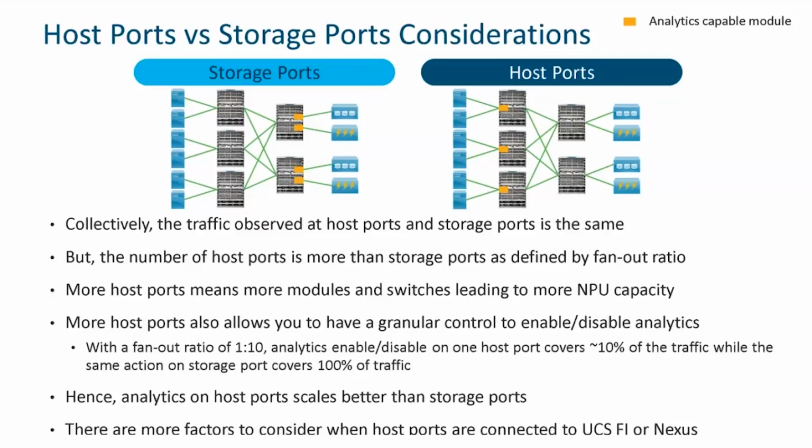But if I inspect the same traffic on host ports, where I have 10 host ports, I can increment in 10% steps every time. So if I enable on one host port, I inspect 10% of the traffic. If I do 2 ports, I inspect 20% of the traffic and so on. So my granularity of enabling or disabling analytics is much better on host ports.